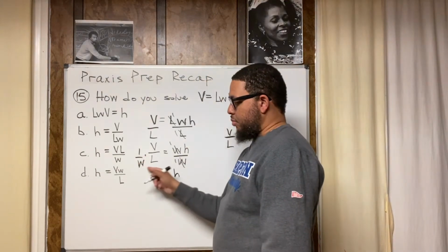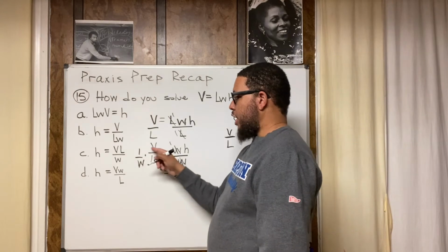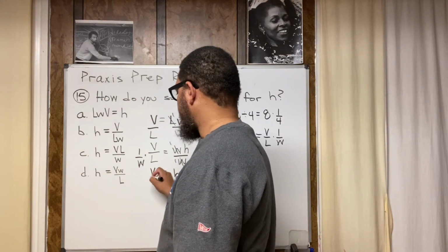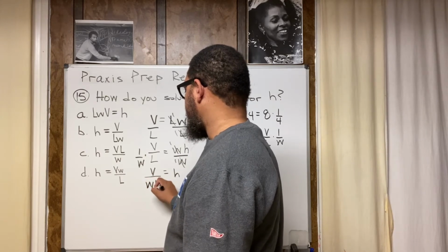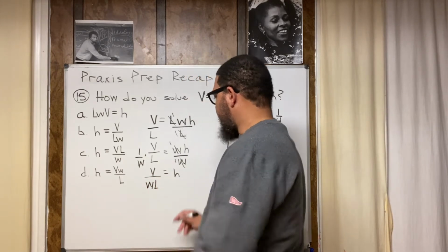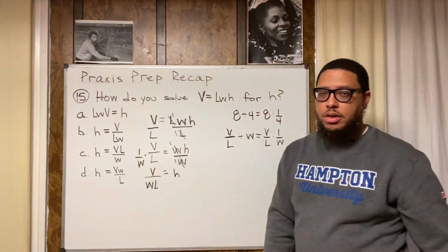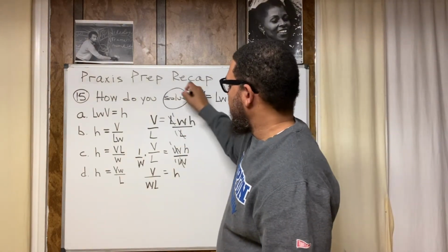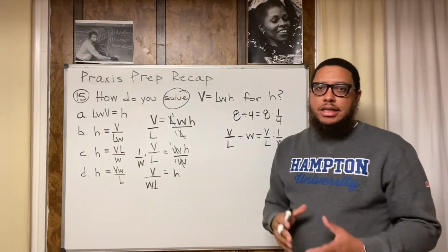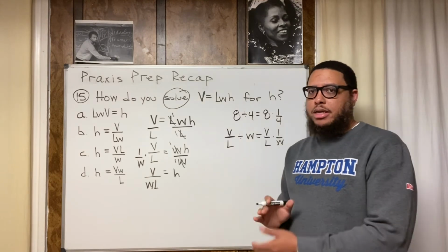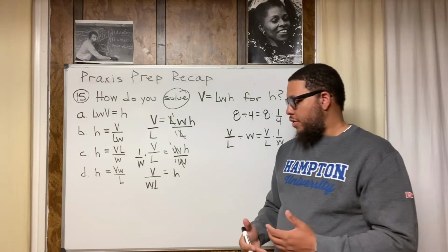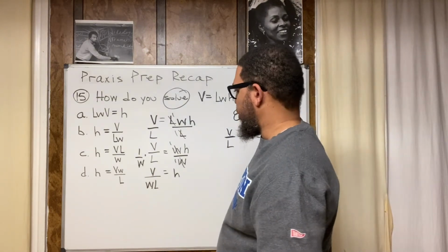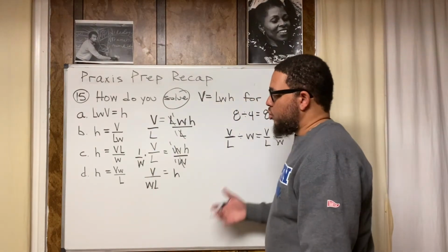Now this is a multiplication problem over here. I got 1 times V, which is V. And I got W times L, which is WL. All right? And now H is isolated by itself. So that means we solved. Because solving means to isolate that variable by itself on one side of the equal sign, and then it's equal to something on the other side of the equal sign. Right? That's what solving means. That's what you're doing when you solve.